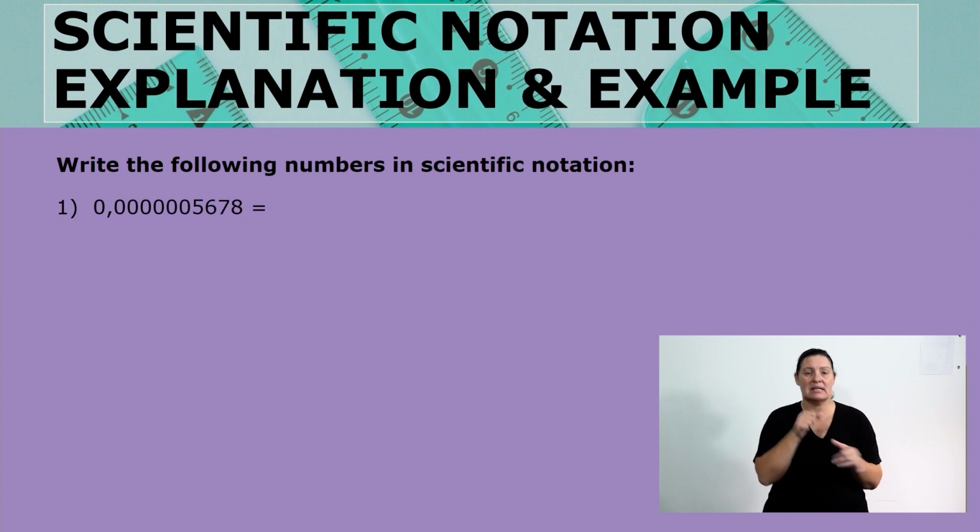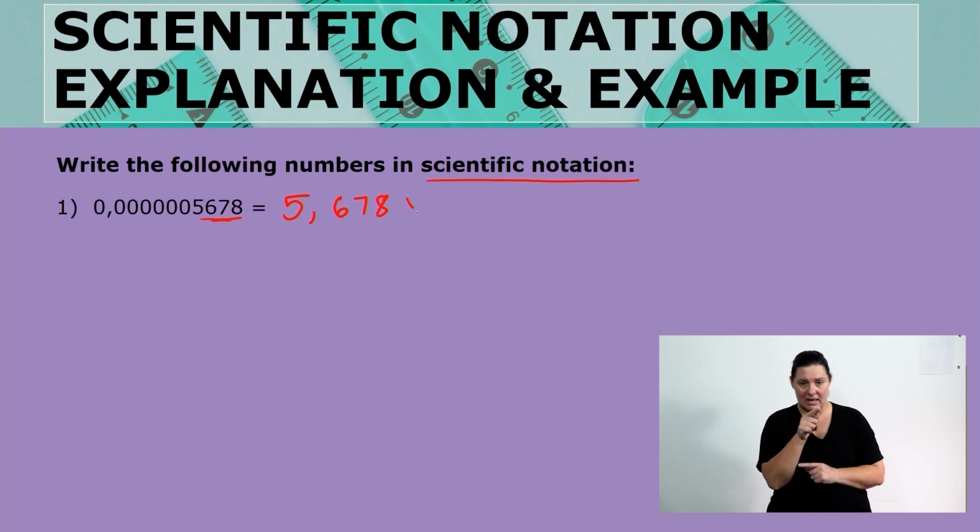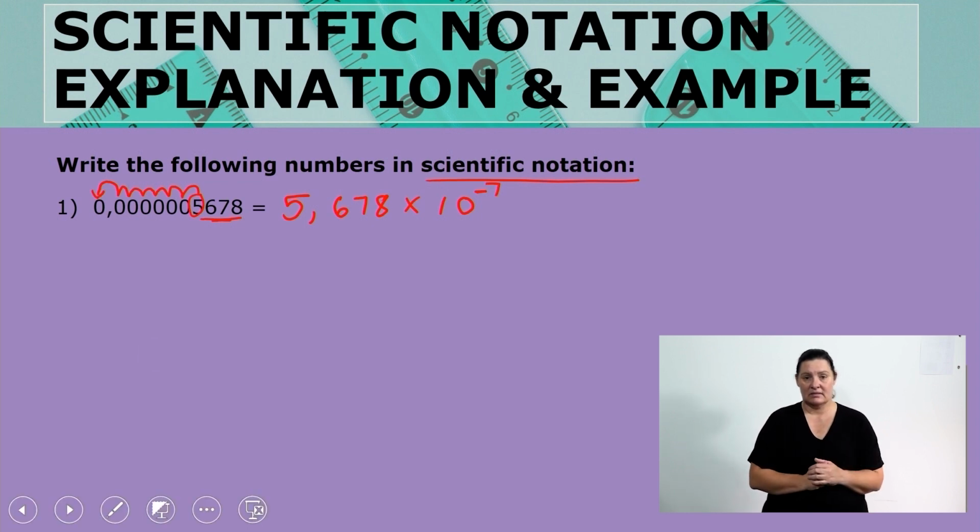and when we write it in scientific notation, we are looking at the 5. So our answer is going to be 5.678, which are those numbers there. But we need to first figure out if we are going to the left or right. So because we are shifting the 5 to the left, we know that our exponent is going to be negative. That is 1, 2, 3, 4, 5, 6, 7 spaces to the left.